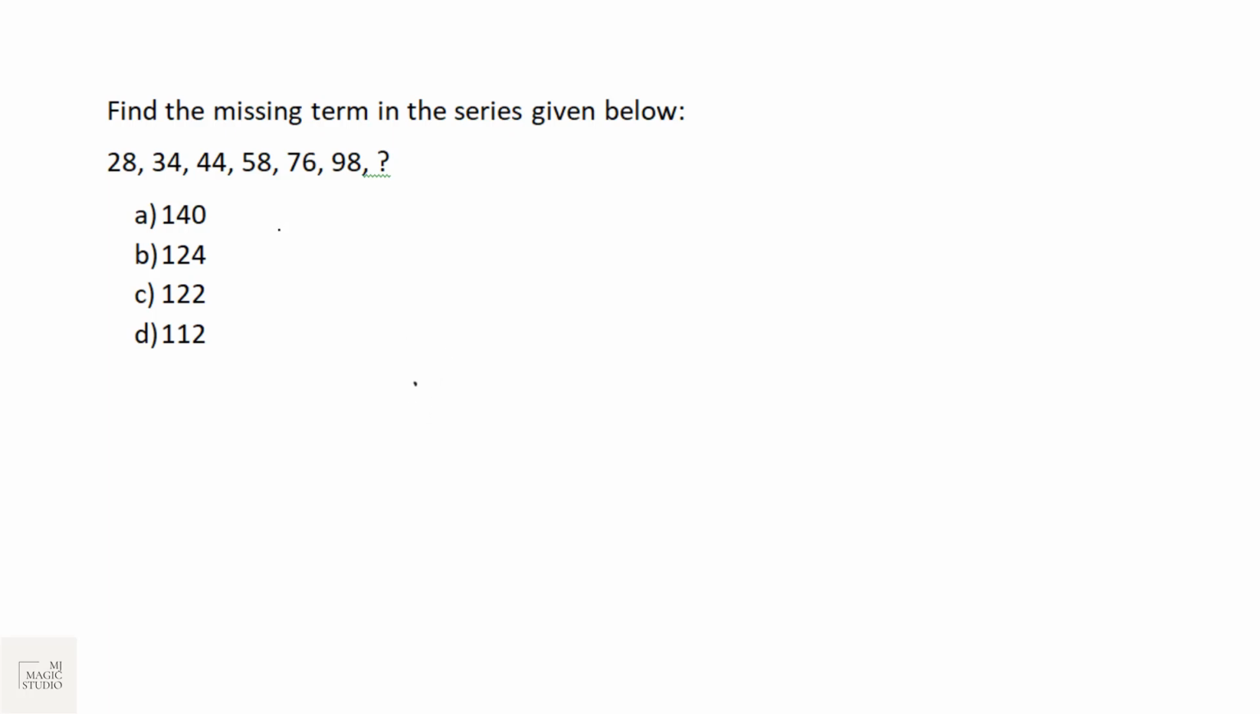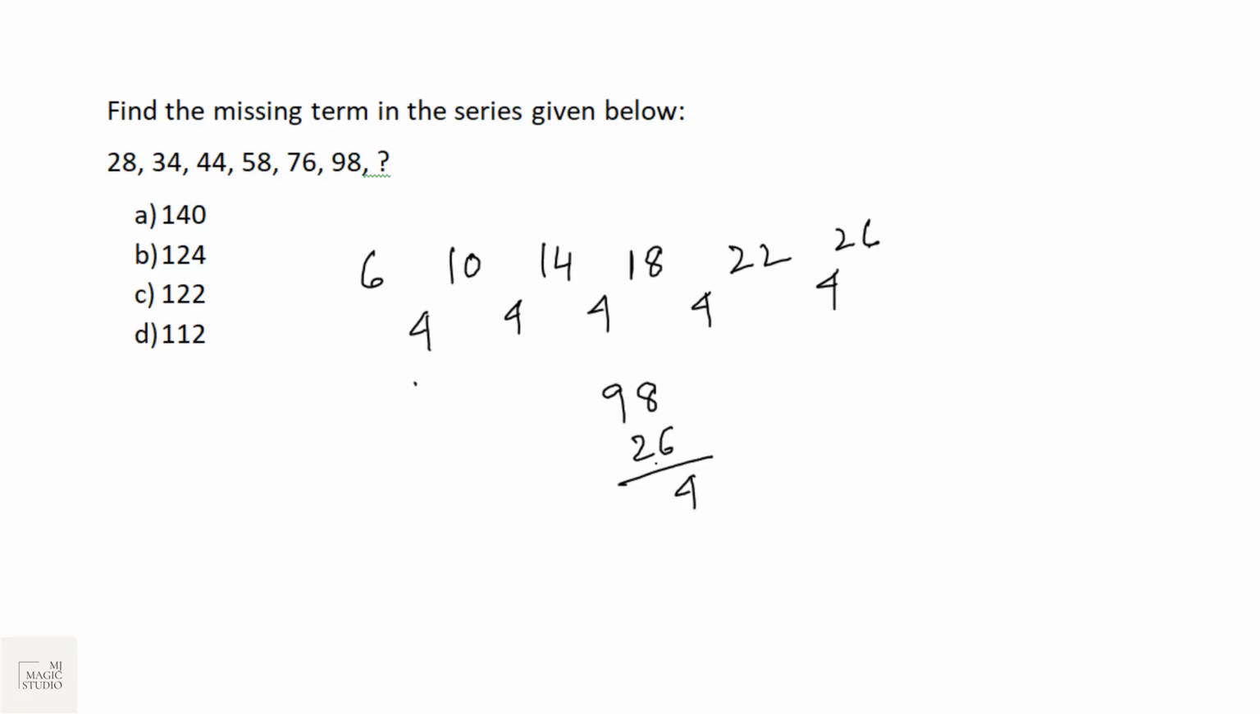Find the missing term again. 28 to 34 is 6. 34 to 44, the difference is 10. Then here the difference is 14. Bingo. 14 plus 4, 18. Here the difference is 18. Then 22. The difference is increasing by 4. So the next difference should be 26. And the next number is 98 plus 26, 124. Option B.